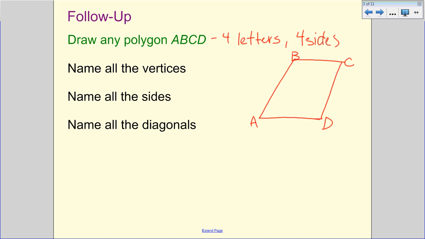So I want you to name all the vertices. There are 4 of them. I want you to name all the sides. There are 4 of them. And there are 2 diagonals. So I want you guys to do that, and we will check in class. So you guys need to do it now and check in class.